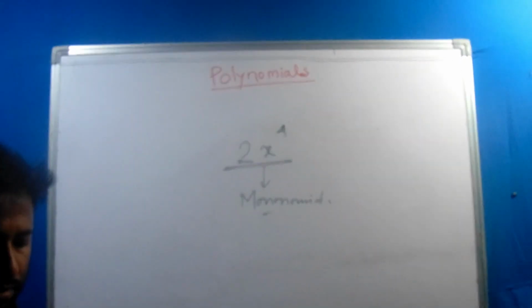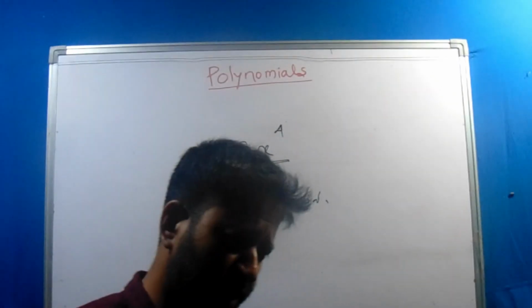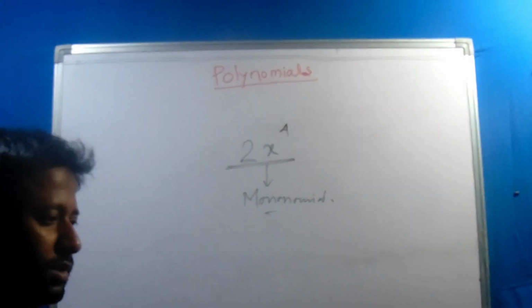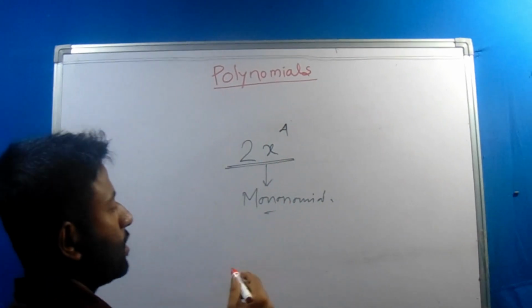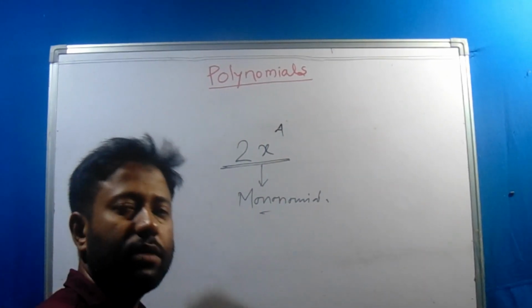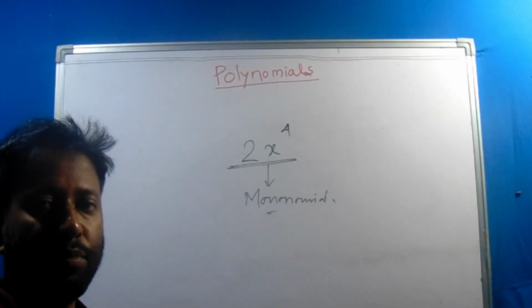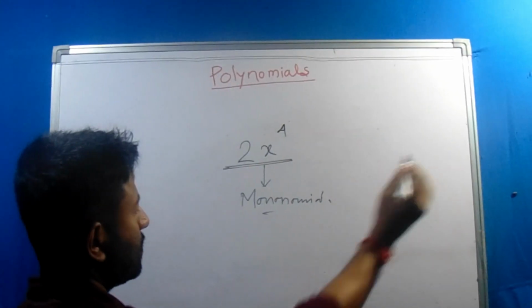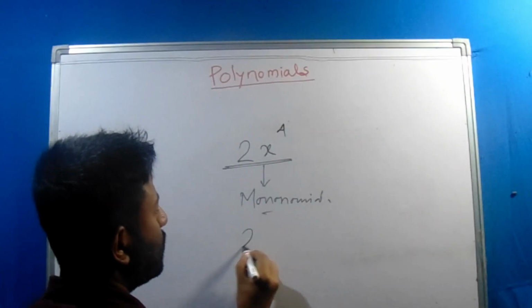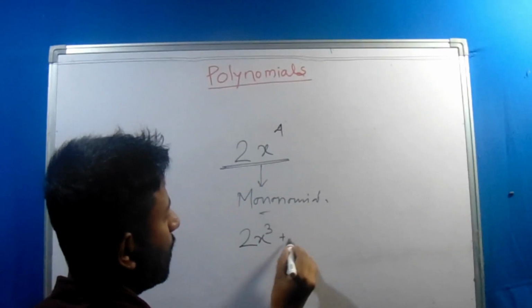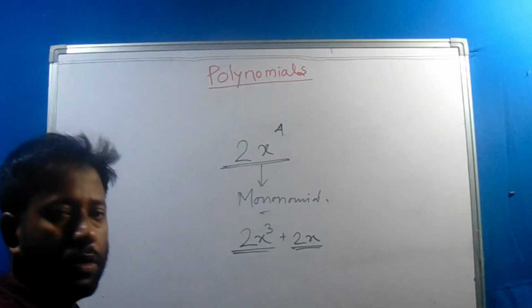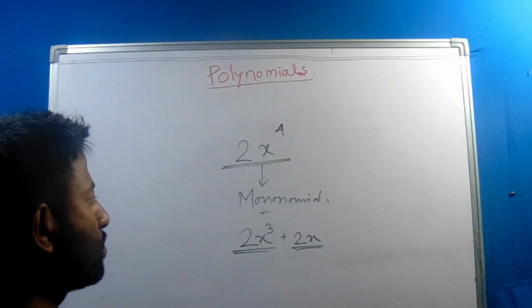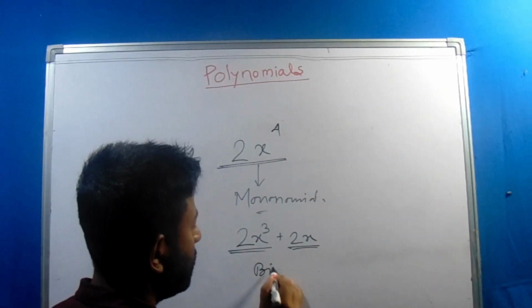Okay, and if an equation or expression consists of two terms, in that case I will tell this one is a binomial polynomial. Just a binomial, जैसे कि 2x cube plus 2x. तो यहाँ पे देखिए आप, मुझे टर्म कितने हैं, दो, तो इस टाइप का एक्सप्रेशन को हम लोग बोलेंगे बाइनोमियल.